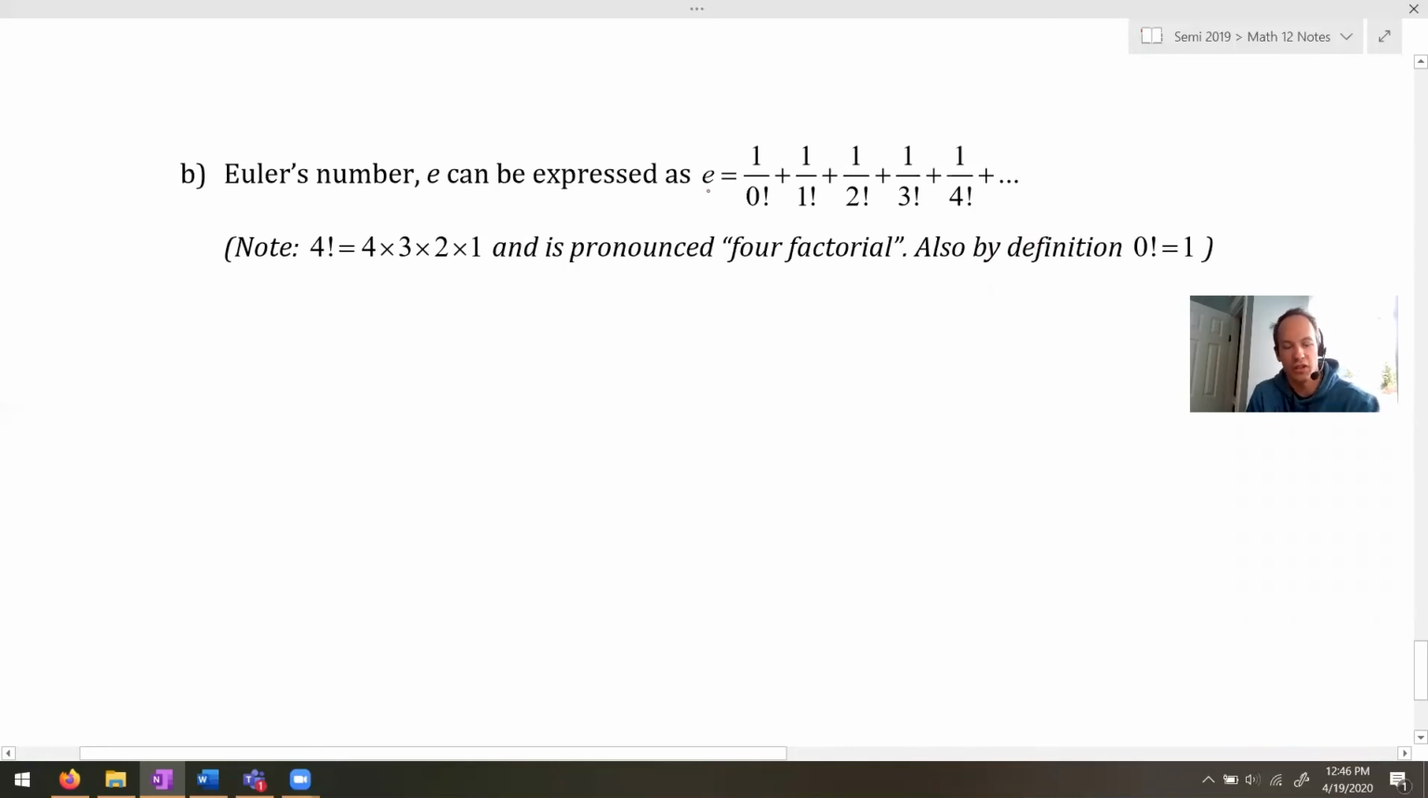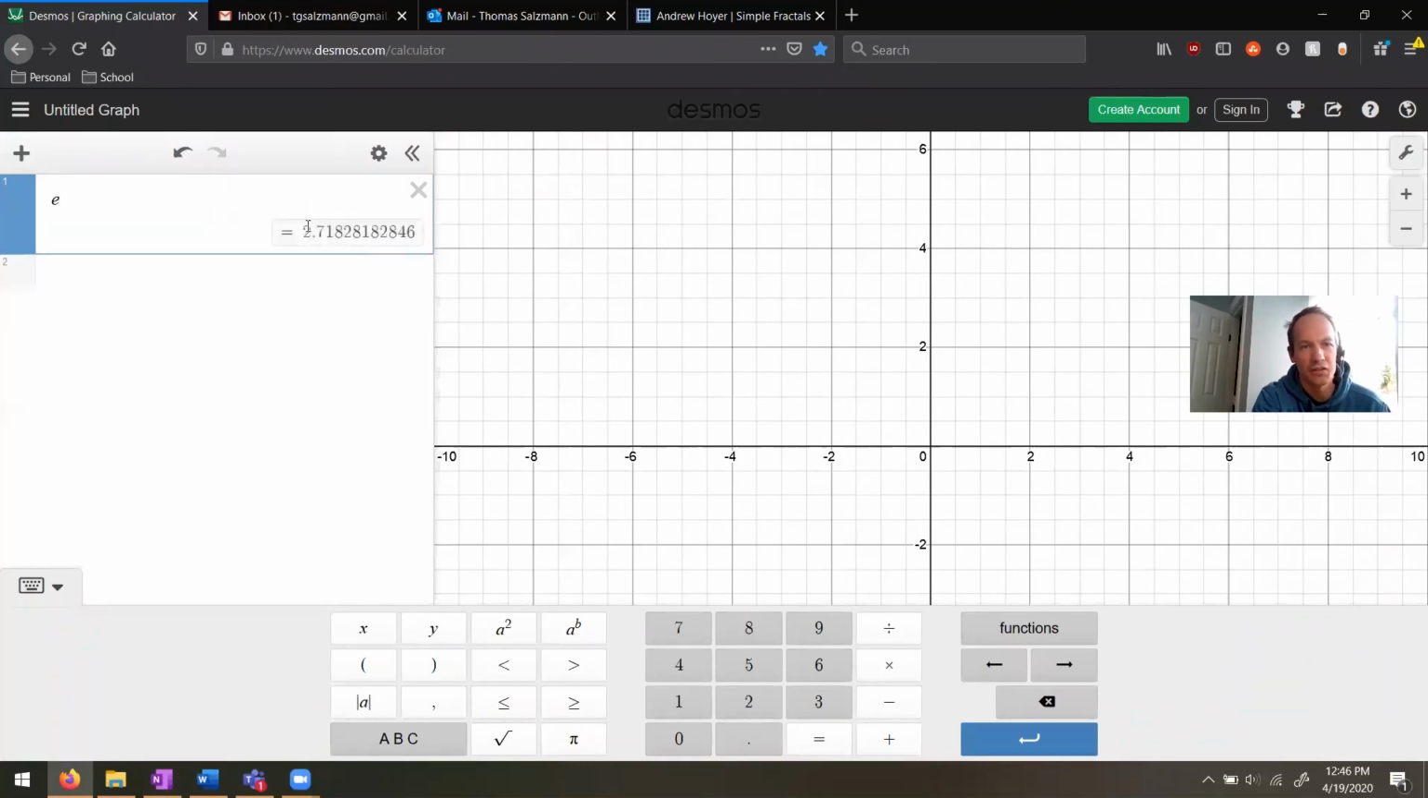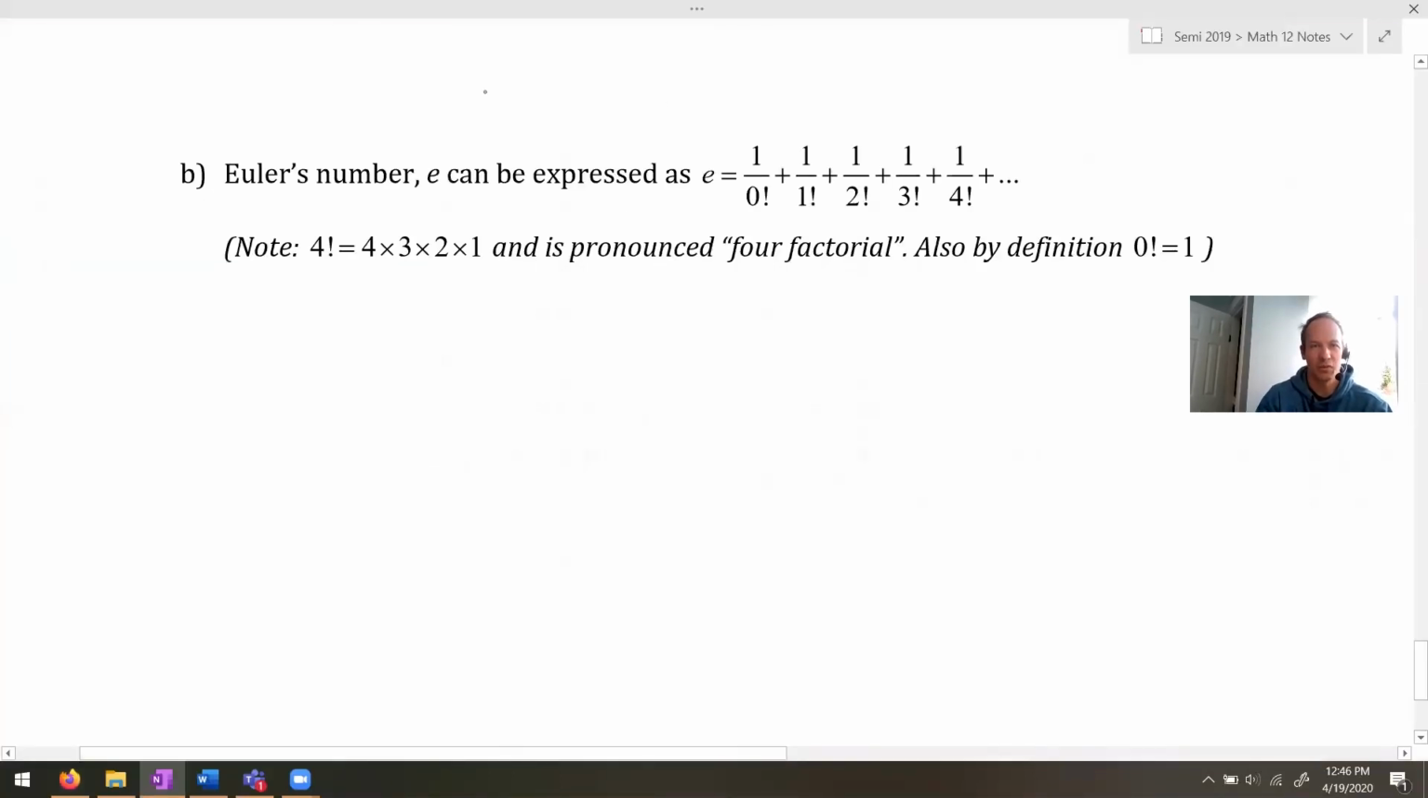If you don't know what the number e is, go to Desmos, erase all this business, and just type the letter e. There it is. 2.718, blah, blah, blah. It's an irrational number. It has a lot of 8s and 2s and stuff, but I promise you it doesn't repeat. So e is very important. We'll talk about its significance later, but just to see, we can actually work this one out as well.